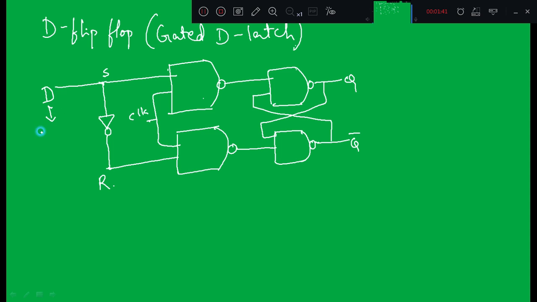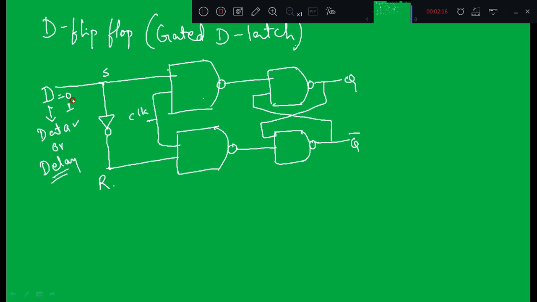This D stands for either data or delay, so you can call it either a delay flip flop or a data flip flop. Why is it called a data flip flop? Whatever input you give here, the flip flop will store the same input. So if D is equal to 0, the flip flop will store 0 after applying the clock, the control input. If I make D equal to 1, the flip flop will store 1. So this is the meaning of data flip flop.